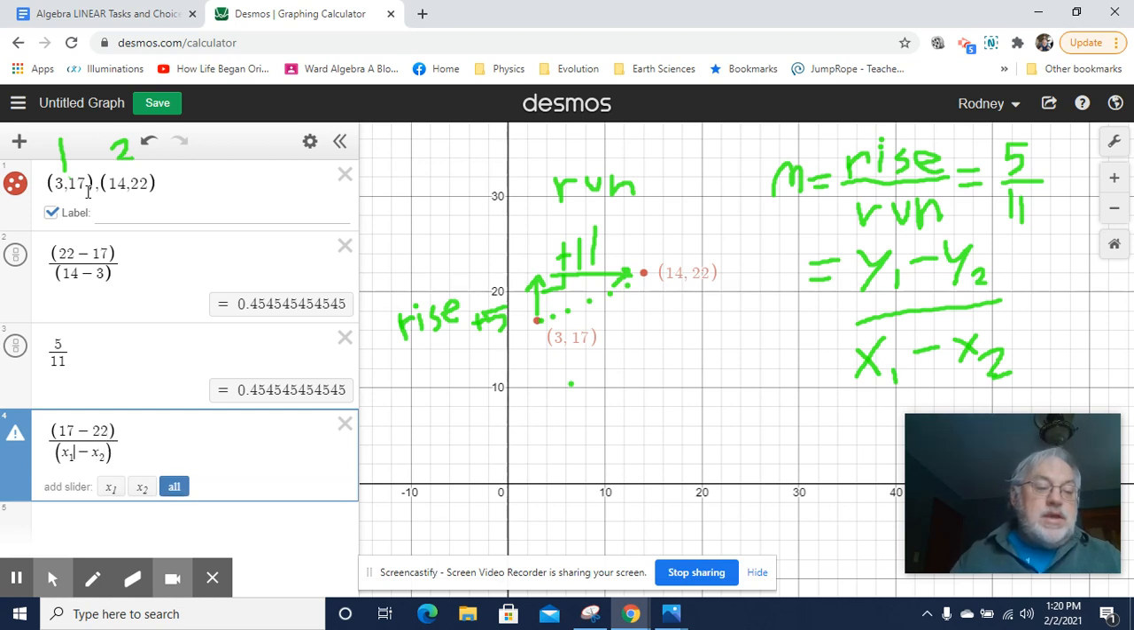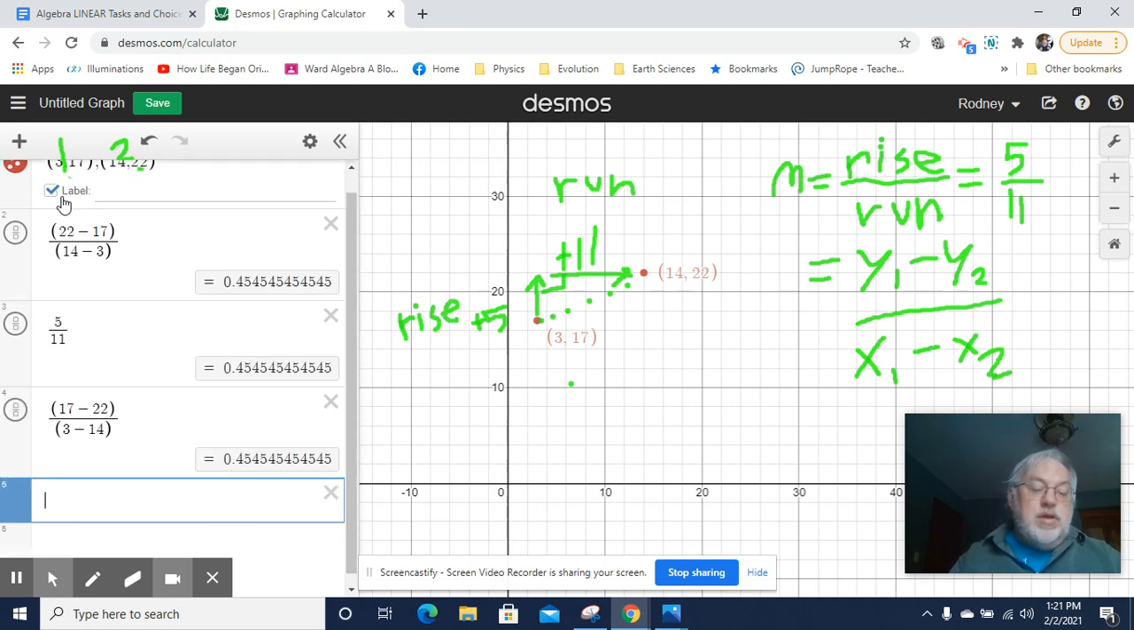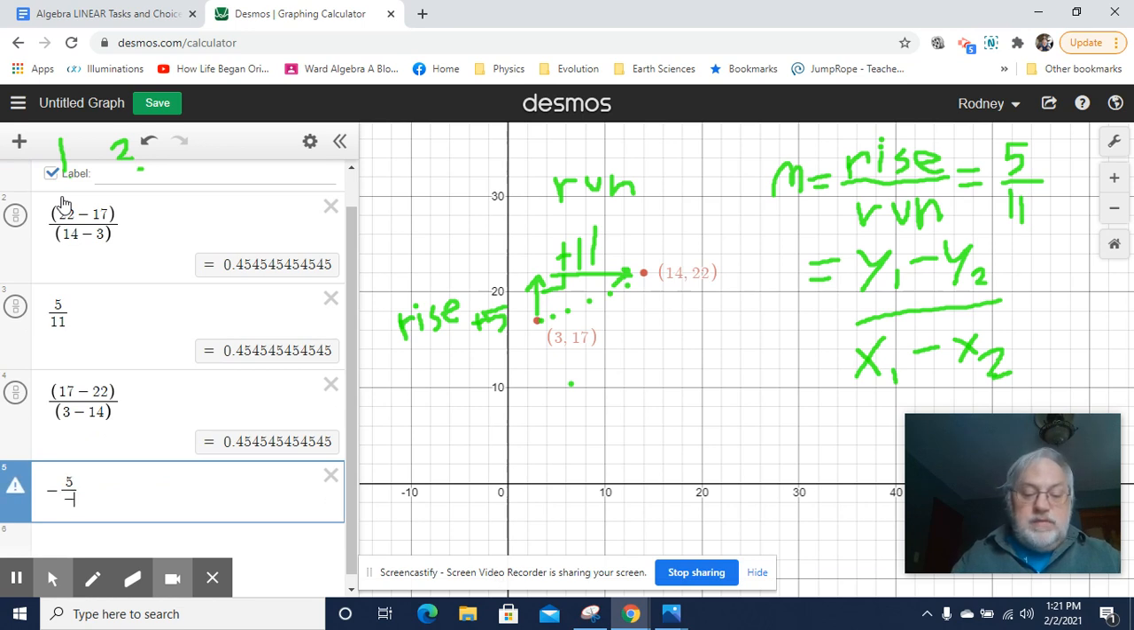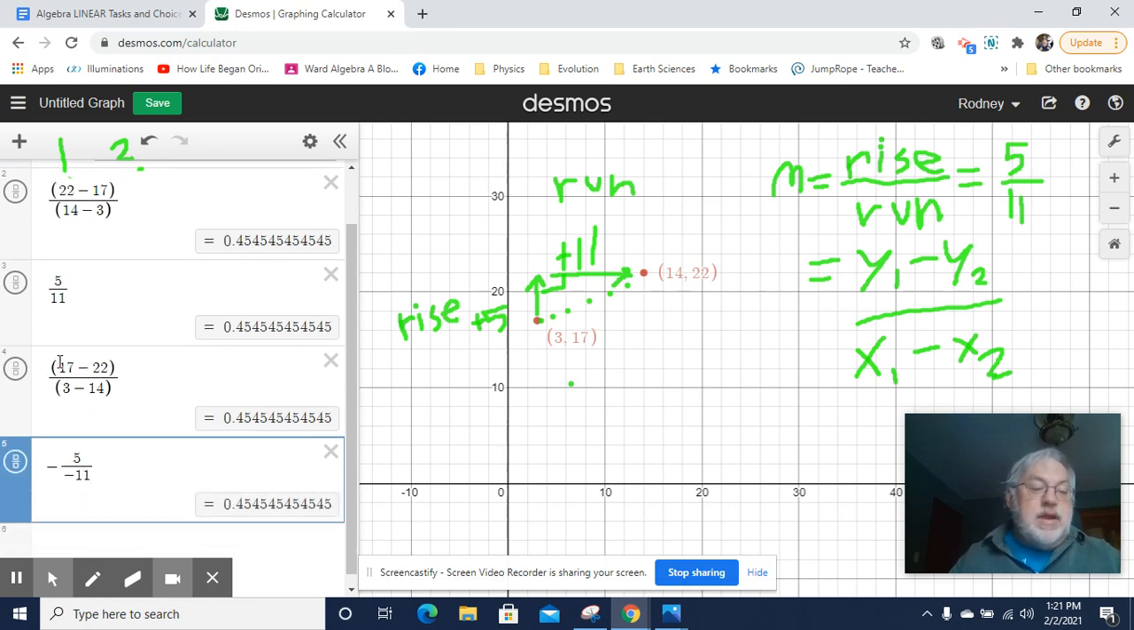And then I'll go down here, and I'm going to subtract, replacing x1 with a 3, and I'm replacing x2 with the x value from the second point. And now I'm going to end up with -5. So that numerator is -5. And the denominator will be -11, because 17 minus 22 is -5. And 3 minus 14 is -11.